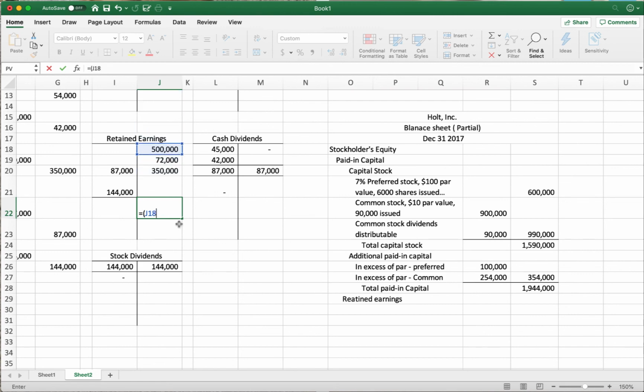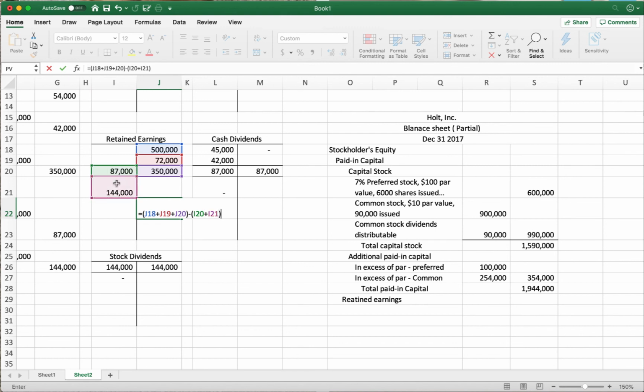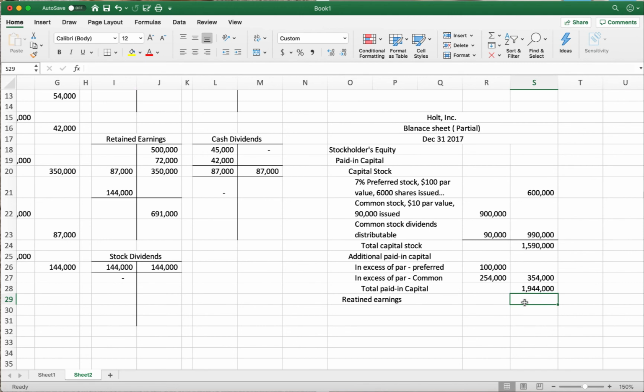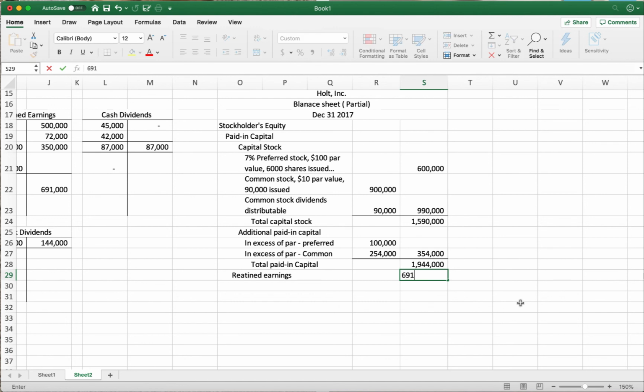Actually, I don't like that. And I'm going to subtract all the debits, which I need to add up here. I get $691,000. That is my retained earnings. So I'm going to plug that in right over here. And now I can report the total stockholders' equity.